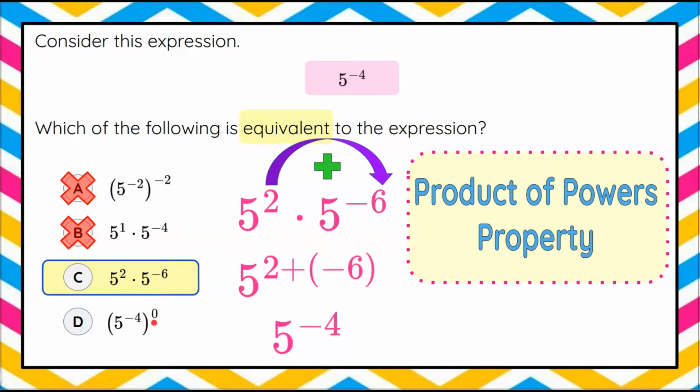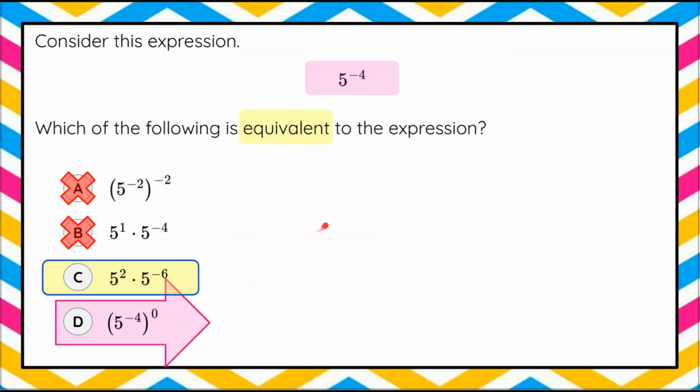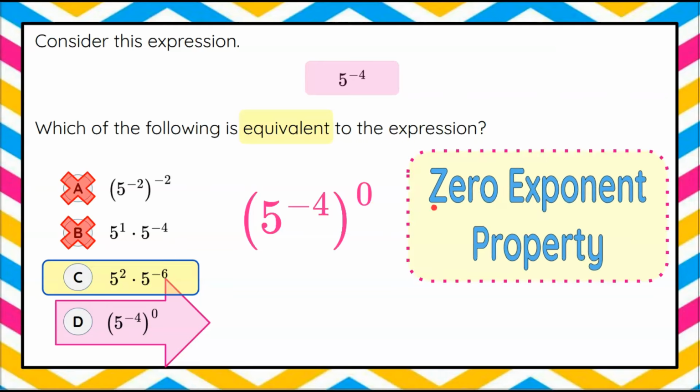I'm going to check answer choice D just to be sure that I haven't made an error. When we look at answer choice D, we have a power, 5 to the negative 4, inside the parentheses, all to an exponent of 0. This is when we employ the zero exponent property, which states anything raised to an exponent of 0 is equivalent to 1. So this entire thing, because everything inside the parentheses is to an exponent of 0, is equivalent to 1, not 5 to the negative 4. Therefore, we can conclude that answer choice D is not correct, and our correct answer is choice C.